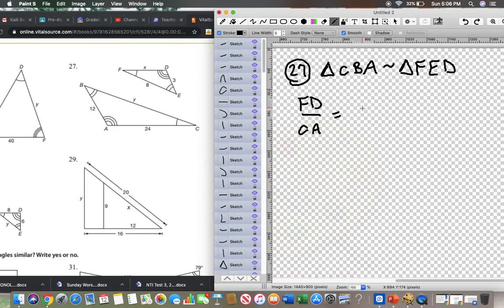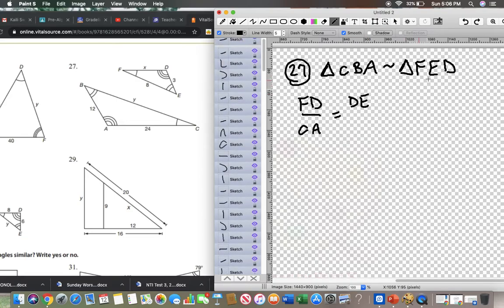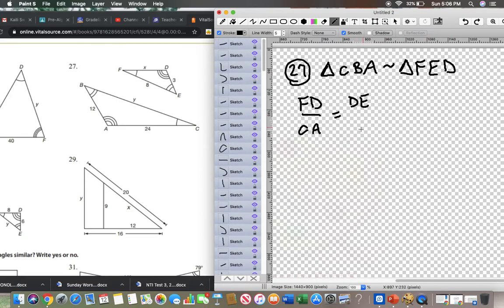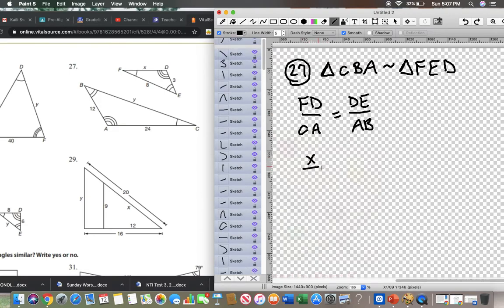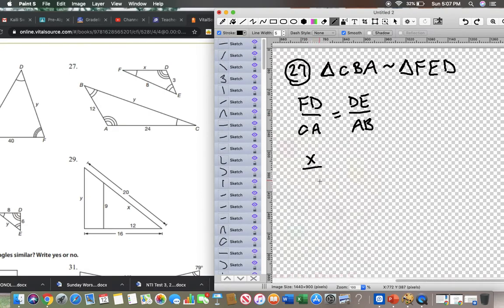What's my other one then? We've got DE on my smaller one, DE and AB. All right, let's plug in our values now. FD is X. CA, that is 24, is equal to, let's see, segment DE is 3 and AB is 12.